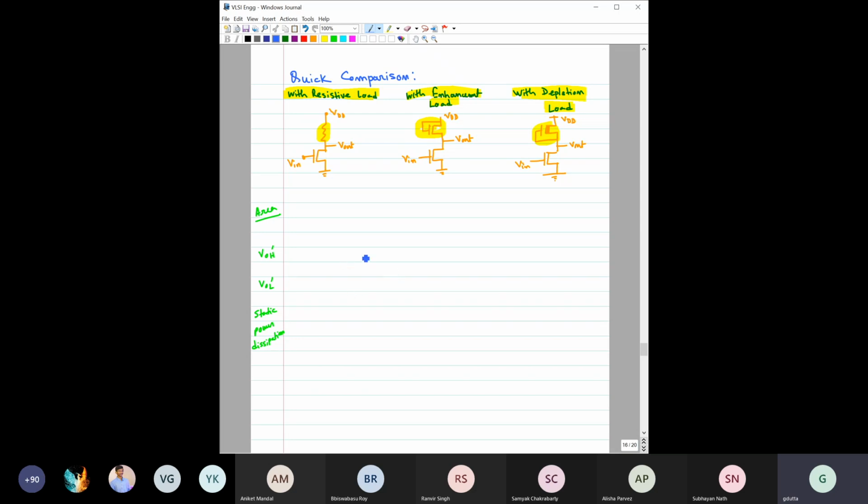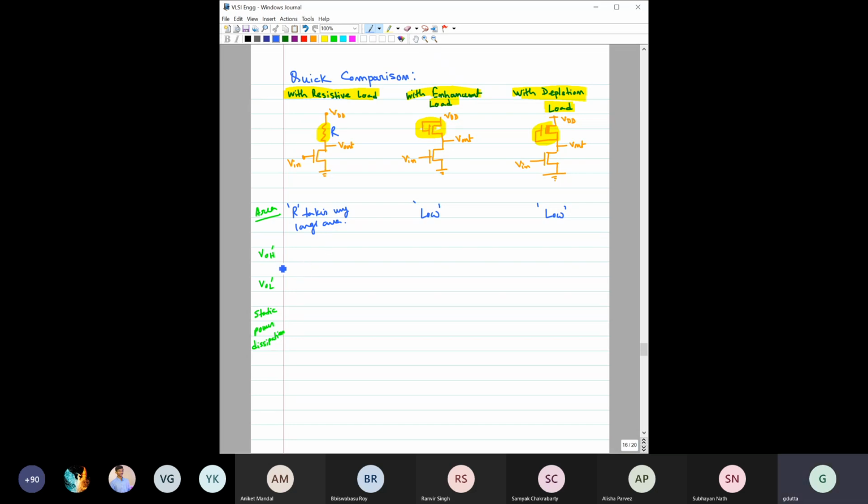What about area? As you know, the resistive load needs a resistance, which takes a very large area. What about the enhancement load? Area requirement is low. For depletion mode, again it is only a transistor, so the area requirement is low.